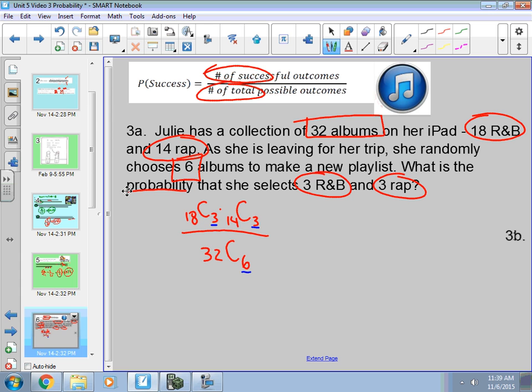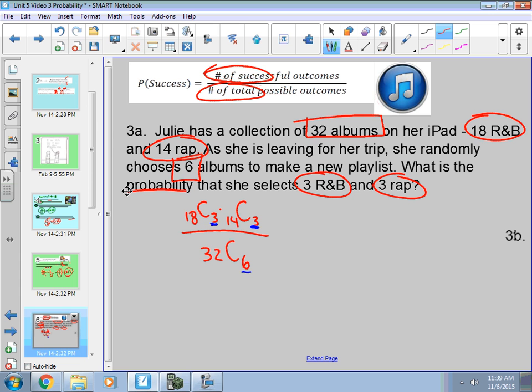So we're choosing 6 total things on bottom. If we're choosing 3 and 3, that's the same as 6. So this should work out if we calculate it out correctly. So now what you need to do is go into your calculator, figure out what these are going to equal, and then see what you get.